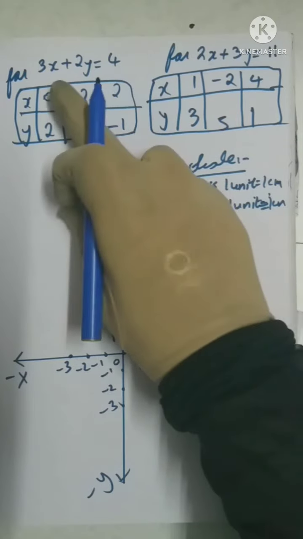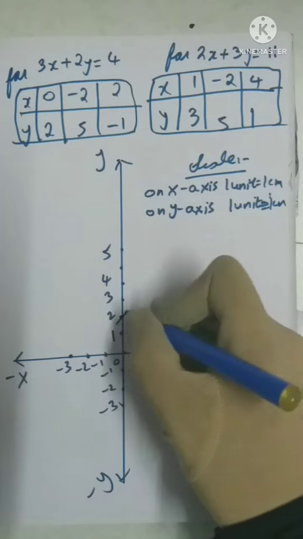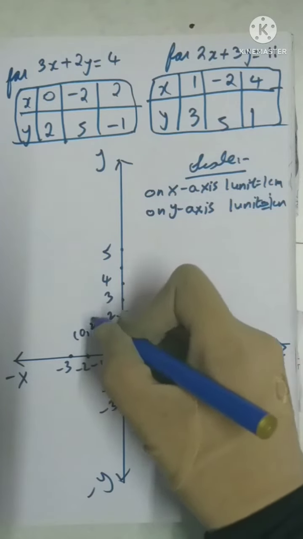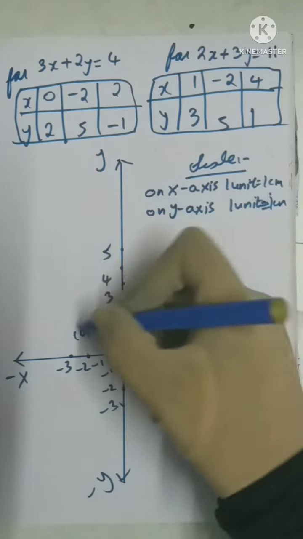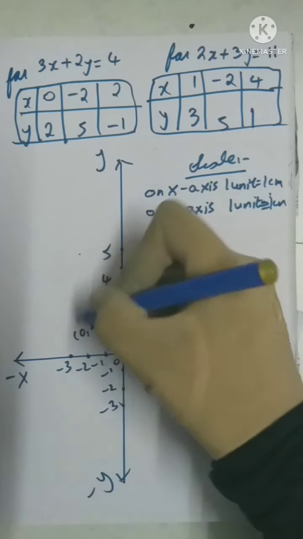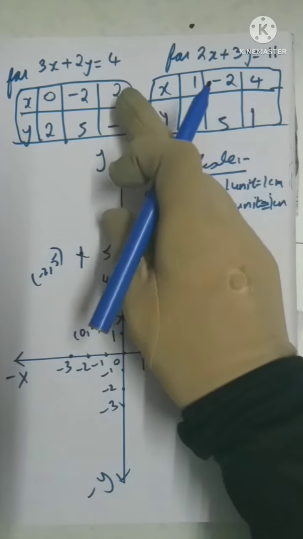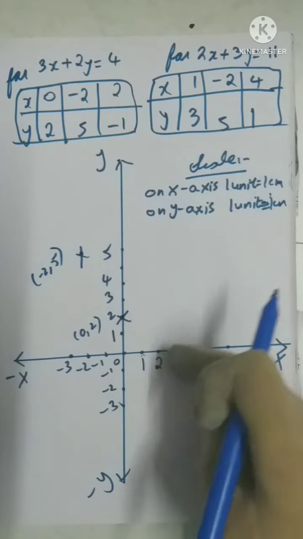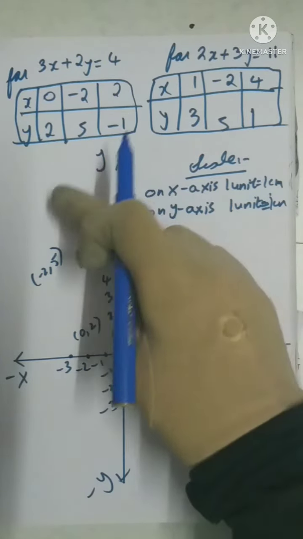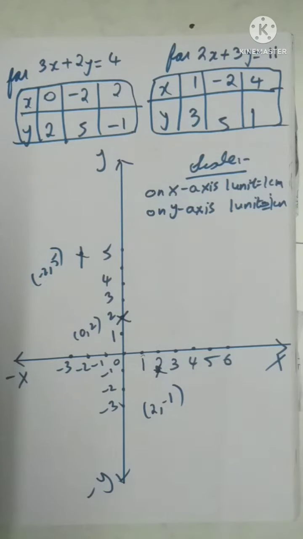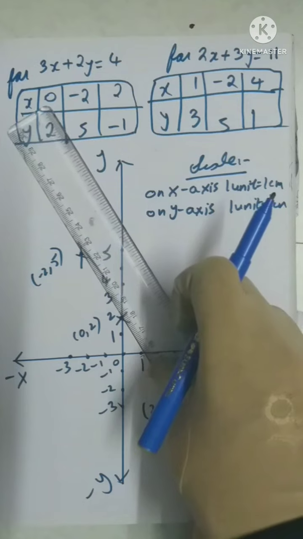Okay. So when x is 0, we have y is 2. When x is 0, y is 2 means this is my point. Next we have when x is minus 2, y is 5. When x is minus 2, y is 5 means here we have minus 2 comma 5. Next we have when x is 2, y is minus 1. When x is 2, y is minus 1 means this is my point, 2 comma minus 1. Now I join all these 3 points with a scale because these 3 points are the points for this equation. That is why I am going to join them with a scale.